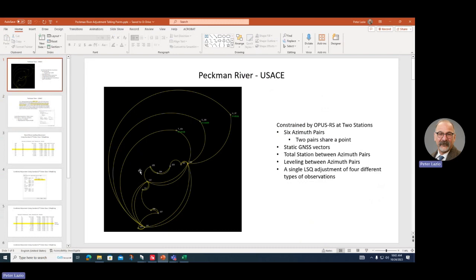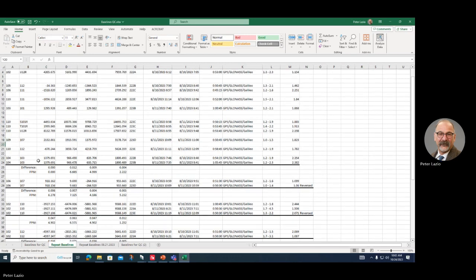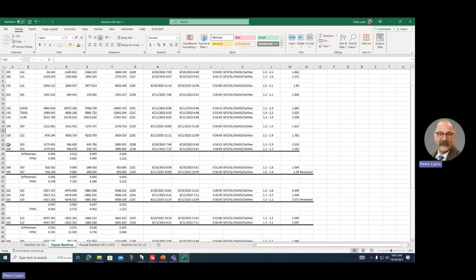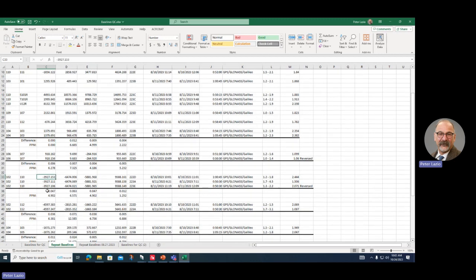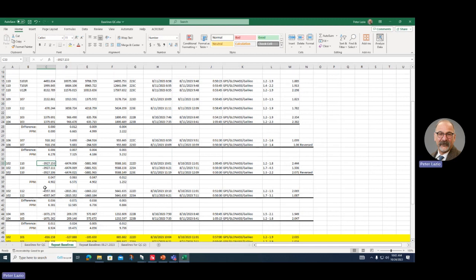I know which ones have repeats and which ones don't, so I make sure I account for all my repeats. Then from 104 to 103, I just subtract. For two baselines, you could just take the top one minus the other and take the absolute value of the difference. That works fine, but when you have more than two repeat baselines, you want to know the difference between the maximum and the minimum.